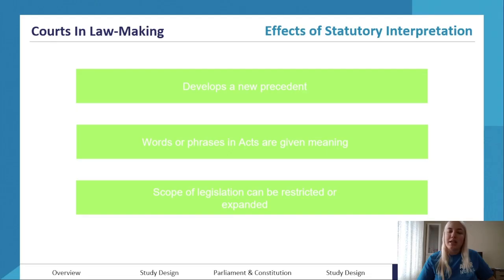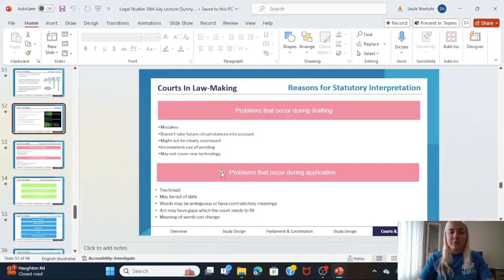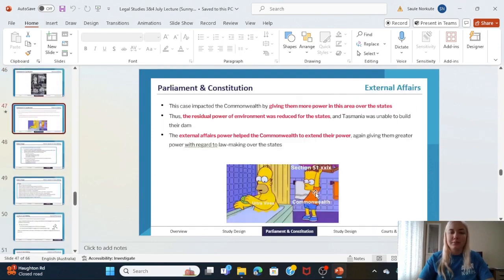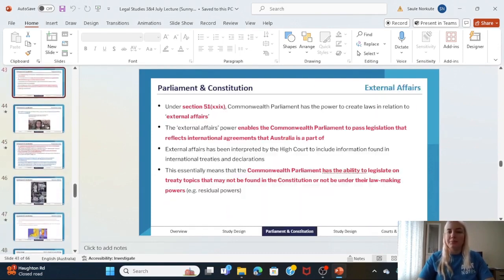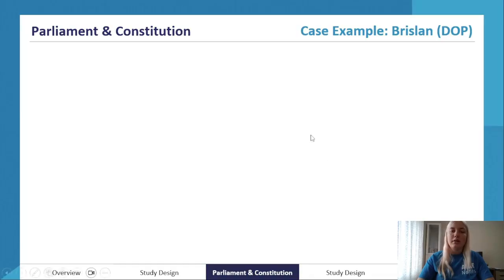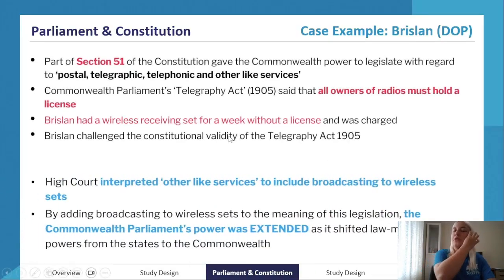Also, the scope of legislation can be restricted or expanded. So, whether the judge takes on more of an activist approach, wanting to expand the law, or a more restrictive approach, wanting to narrow it down, depending on how they actually conduct their statutory interpretation, they might restrict or expand the scope of that legislation. So, similarly, if we look back to the Brislin case, it's a really good example for what we're talking about.